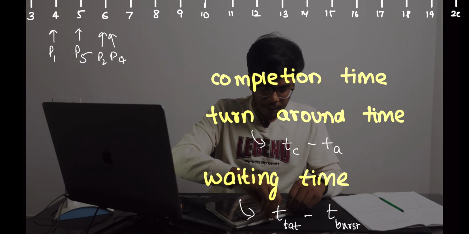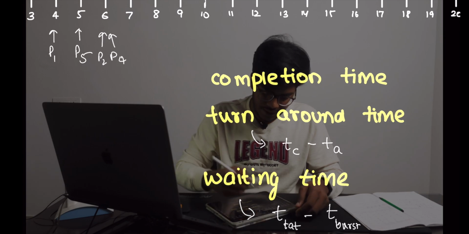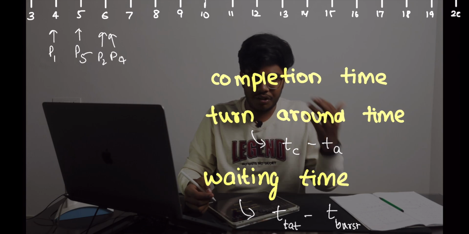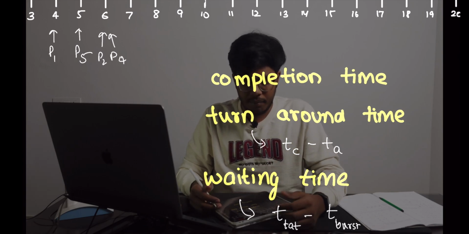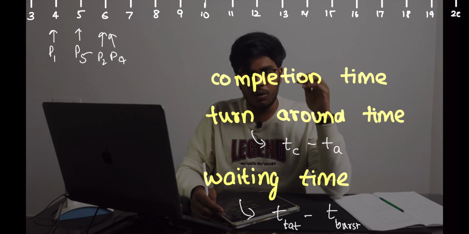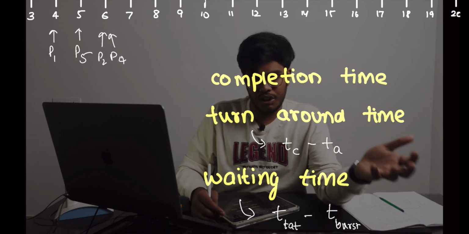These are some important parameters that we need to look into in the problems, and we need to find out the average turnaround time and average waiting time of all the processes in a given process scheduling algorithm to decide which is the more efficient one.